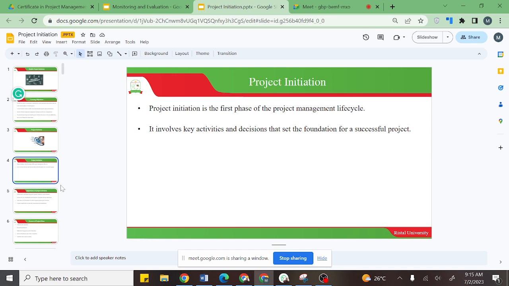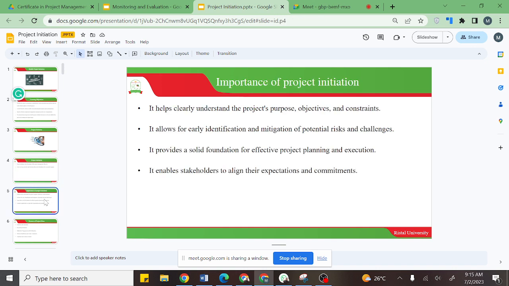where you make key decisions that lay a very strong foundation for a successful project. It is during this time that you clearly articulate the purpose and objectives of the project and the potential constraints, and then also identify risks and strategies of avoiding or mitigating these risks. It also allows you to form a solid foundation for the other phases of the project life cycle: the project planning phase, project implementation or execution, and then finally closing the program. So it's an important phase in the project.